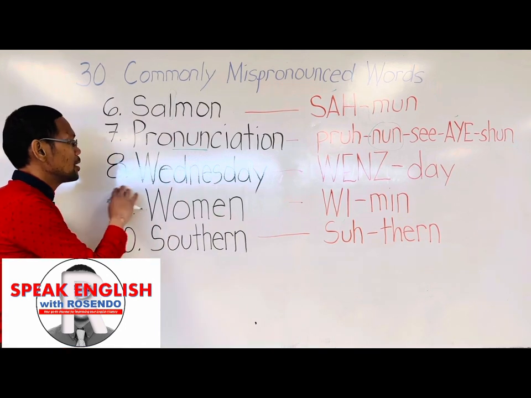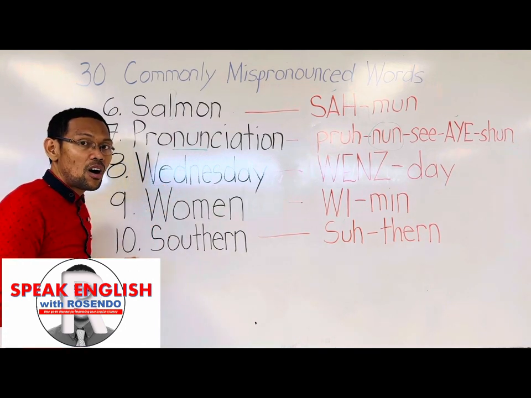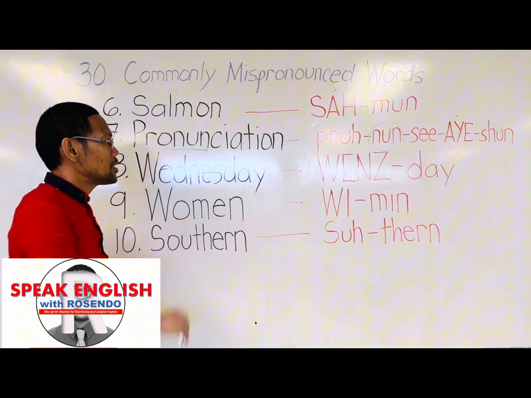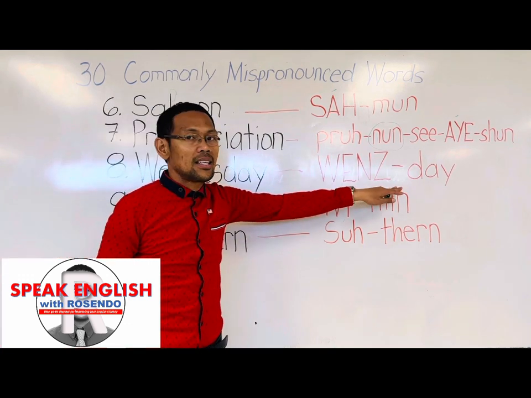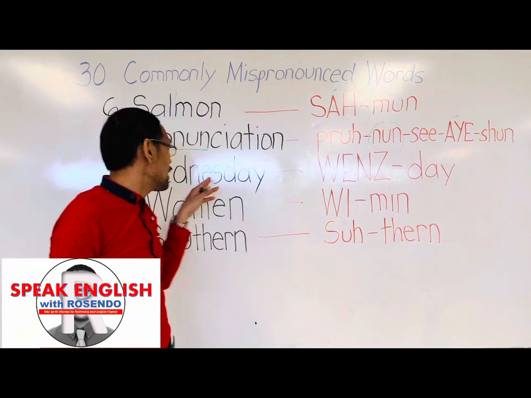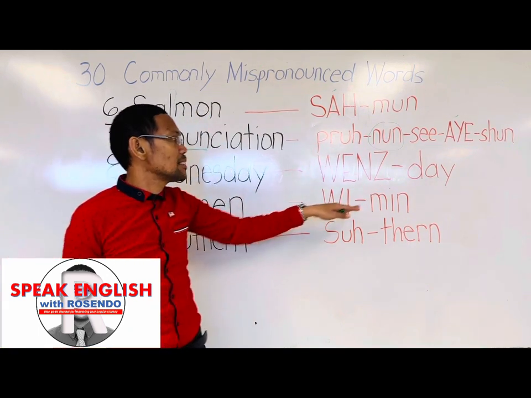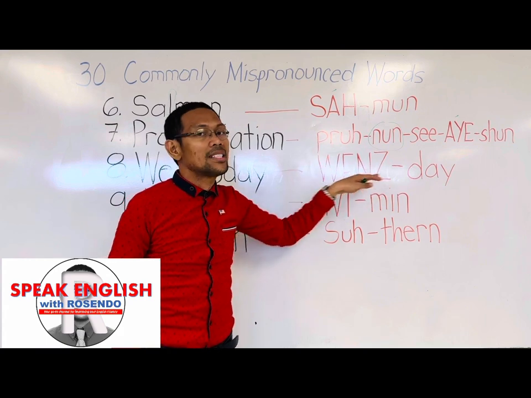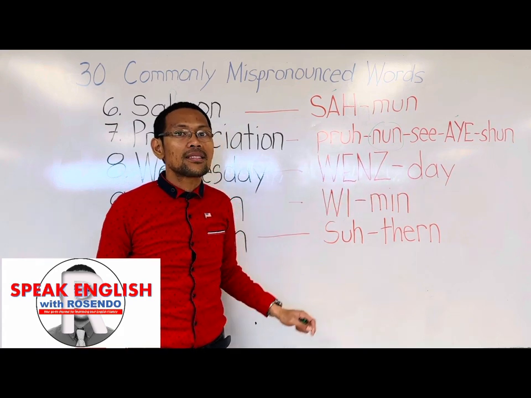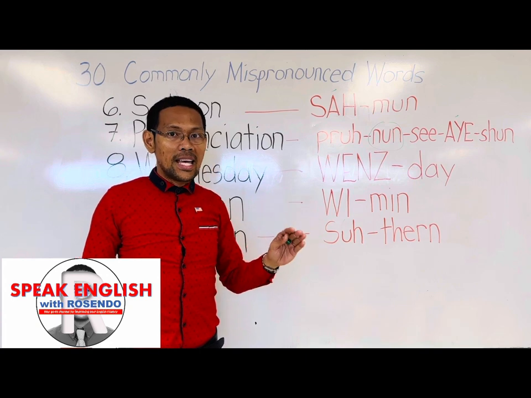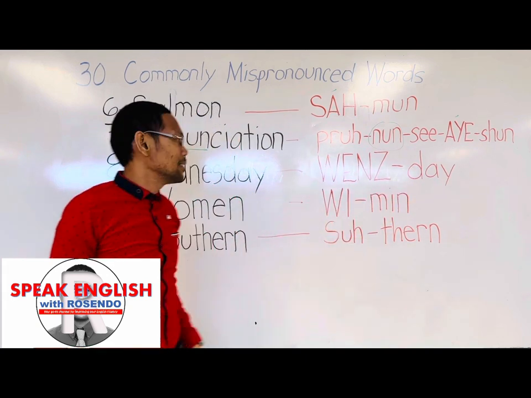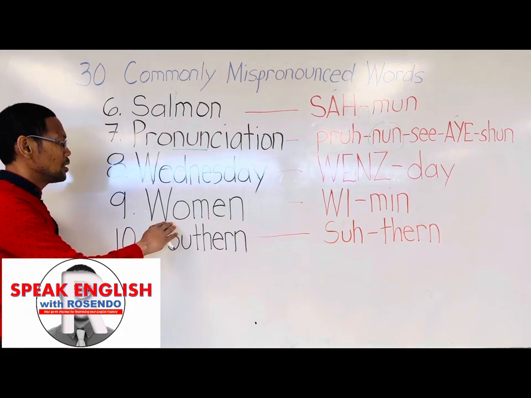Next, number eight. We have a two-syllable word for a day of the week. It's pronounced Wednesday. The D is silent. We don't say Wed-nes-day, it's Wednesday.